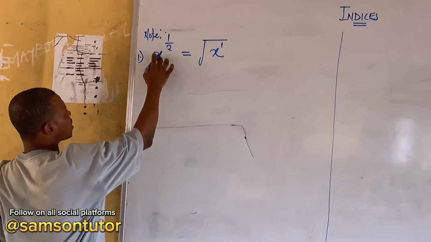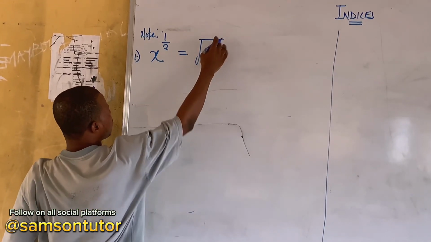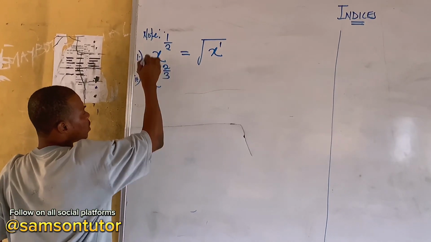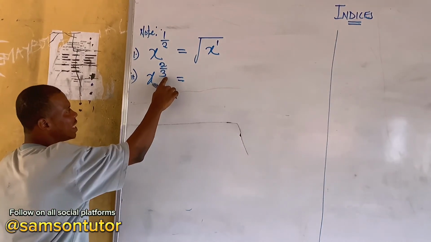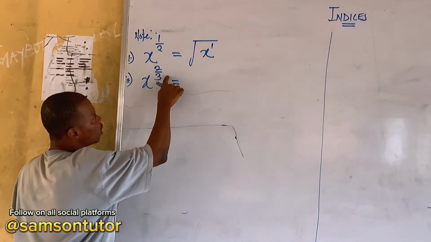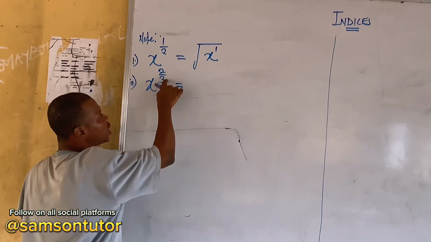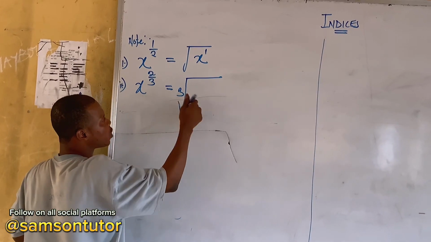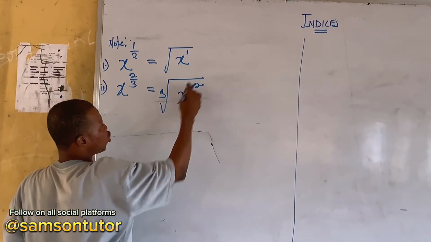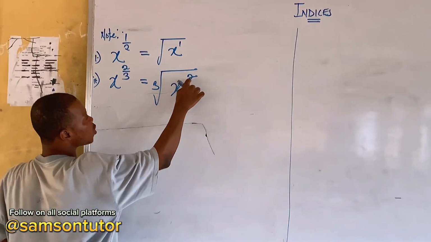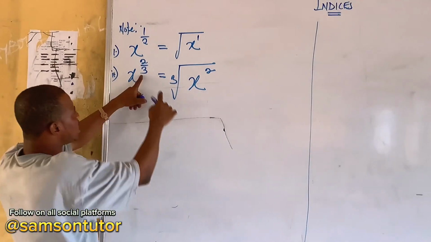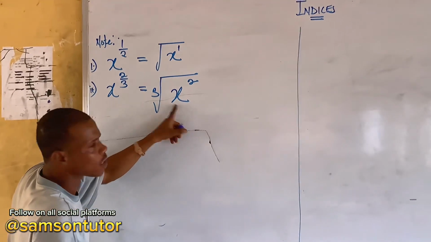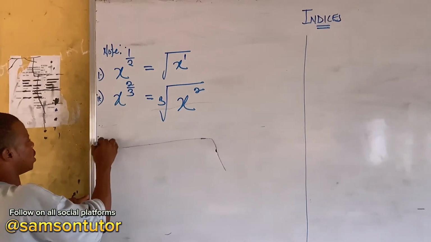So whenever you say x raised to power 1 over 2, it's still the same thing as square root of x raised to power 1. The second one, figure 2, says that x raised to power 2 over 3 is equal to, don't forget, the one below is known as the denominator, the one above is known as the numerator. The denominator will become a root, which will now be called cube root, cube root of x raised to power 2. The denominator becomes a root, while the numerator still remains as the power of the base.